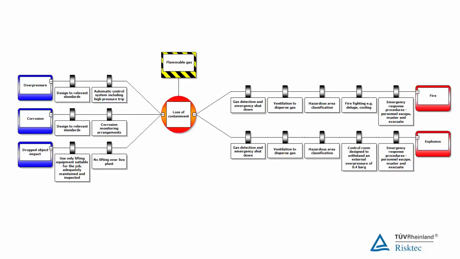We now have a complete Bowtie diagram, with the preventive measures or barriers on the left, and, if the hazard is released, mitigation or recovery measures on the right. We can choose to stop the analysis at this stage, or we can take it to a number of other levels depending on the objectives of our assessment.